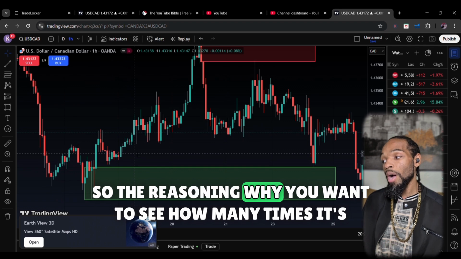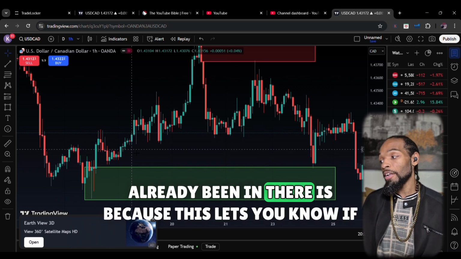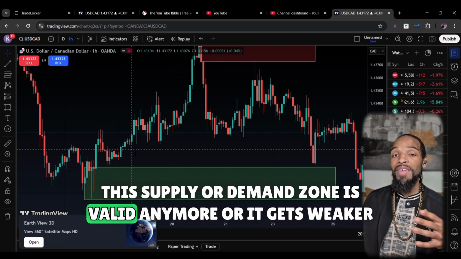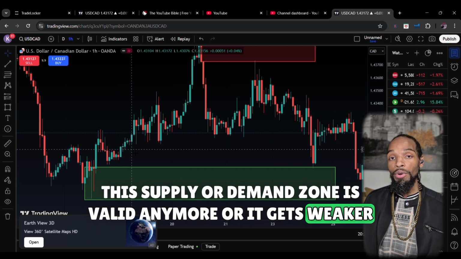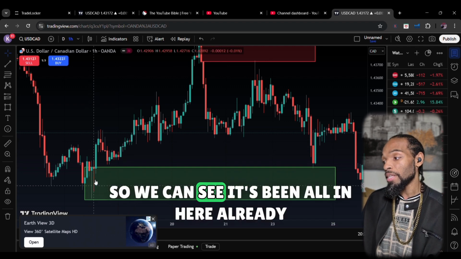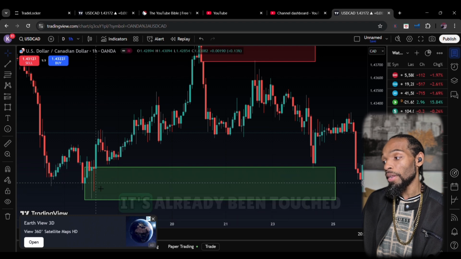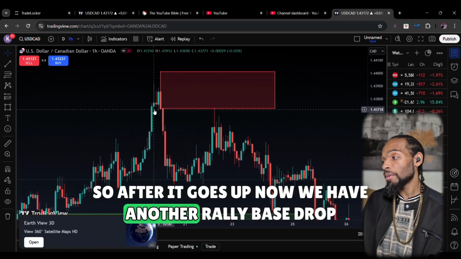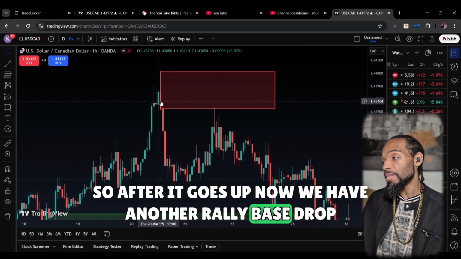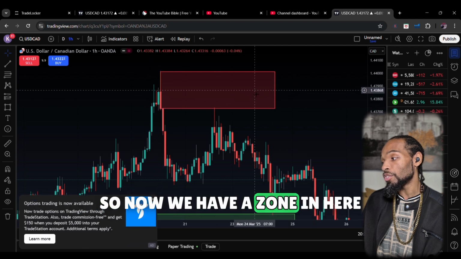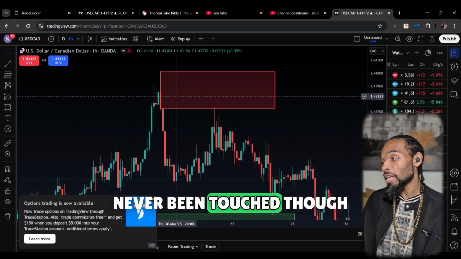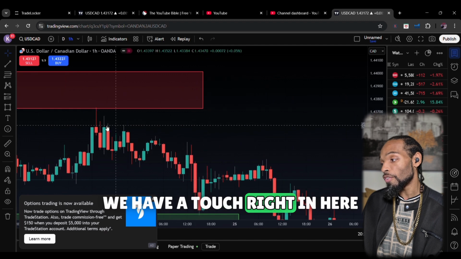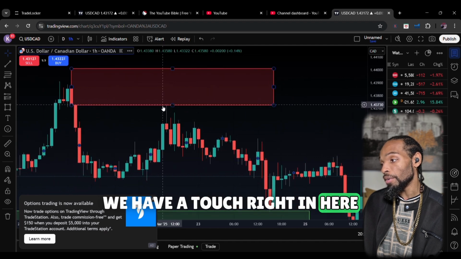So the reasoning why you want to see how many times it's already been in there is because this lets you know if this supply or demand zone is valid anymore, or it gets weaker over time. So we can see it's been all in here already. It's already been touched. So after it goes up, now we have another rally, base, drop. So now we have a zone in here. Never been touched though. So now drop, we have a touch right in here.